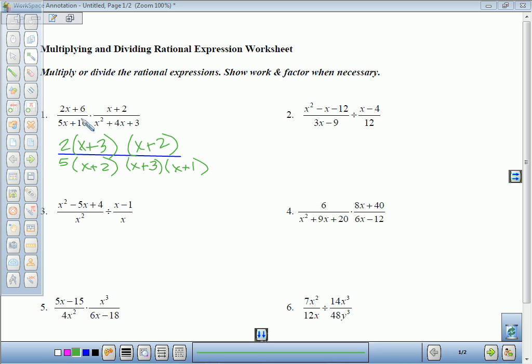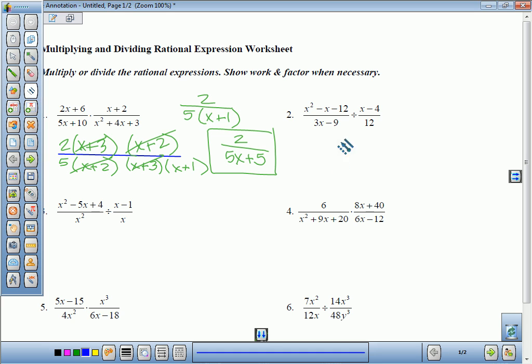Right, so what we do, this is multiplication, so we factor everything in the numerator, factor everything in the denominator, and then we can cancel because it's now written as a product. So those two factors cancel. These two factors cancel. So what we're left with is 2 over 5 times x plus 1, which could be written as 2 over 5x plus 5. Any questions?